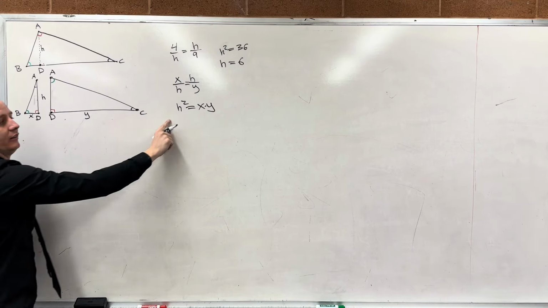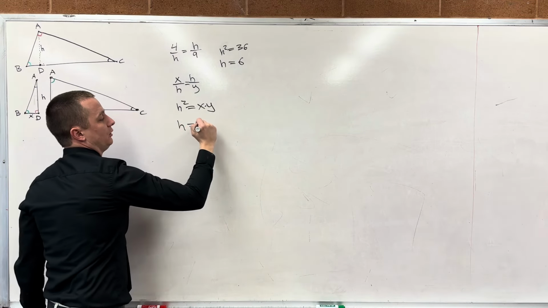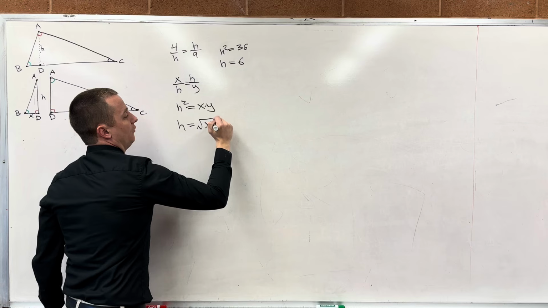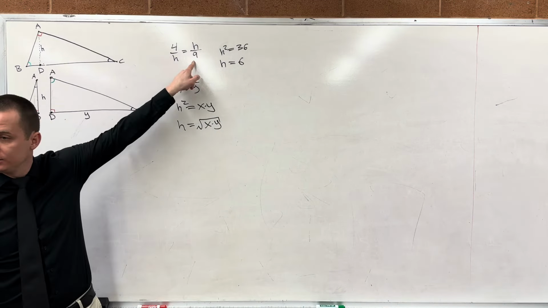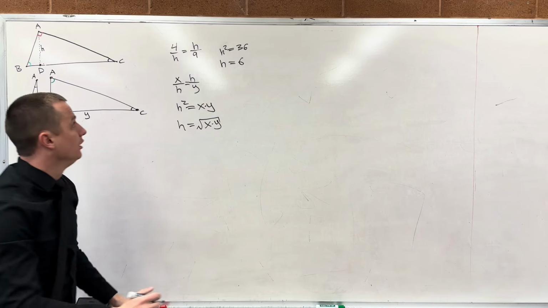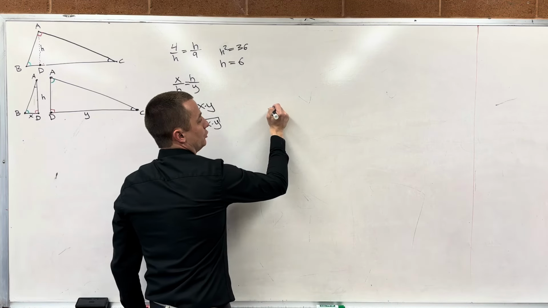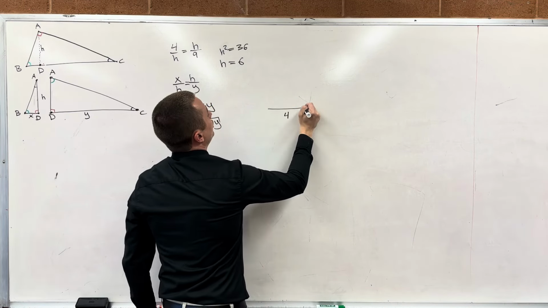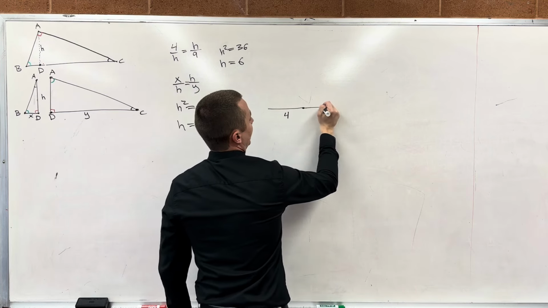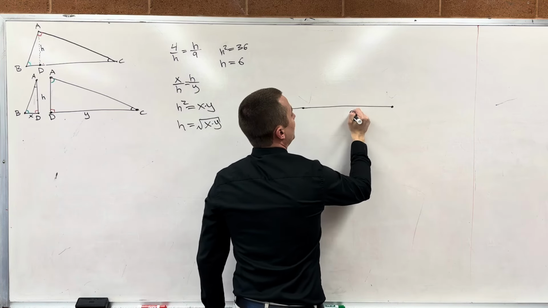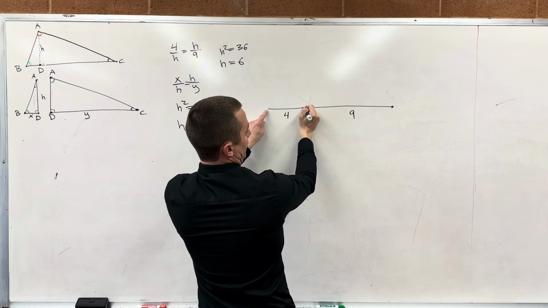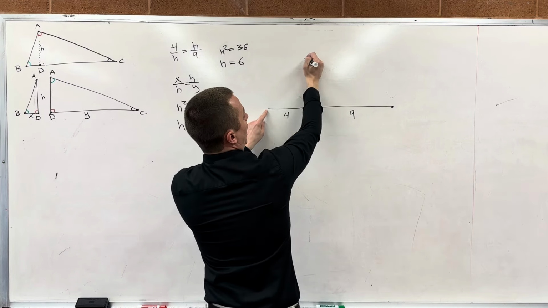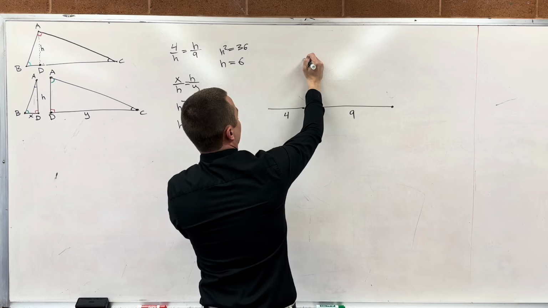And so h squared is equal to x times y, or h is equal to the square root of x times y. How could you geometrically solve this problem? The way that you would geometrically solve the problem is you would draw a side of length 4, you would draw another side of length 9. We talk about how you would do this, but then you construct the right triangle whose point at the top would be directly above that point.